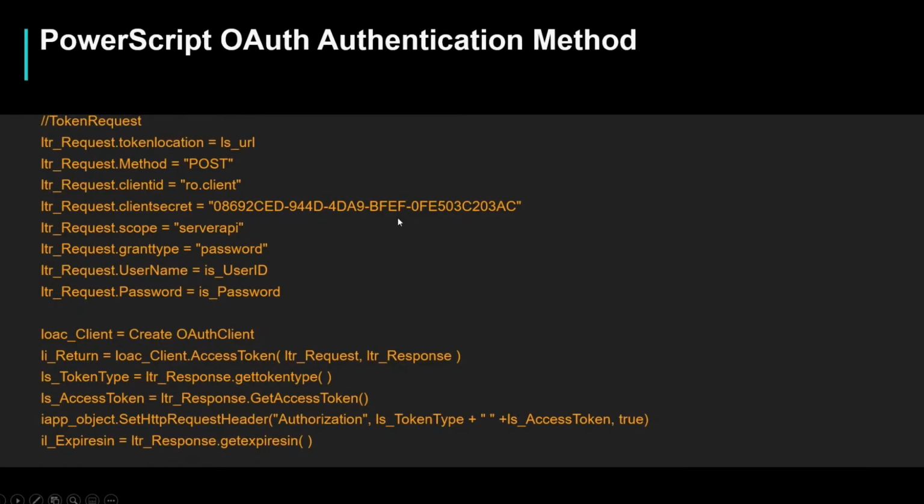And later we're actually going to configure the PowerServer, actually the Web API C# code to have that same client secret. The scope is Server API. Grant type is password, and then you take the username and password that the user gave you and pass that in for username and password. Create an OAuth client, ask for an access token, and then check to see if you actually got an access token. And if you did, grab the expiration, the number of seconds until it expires.